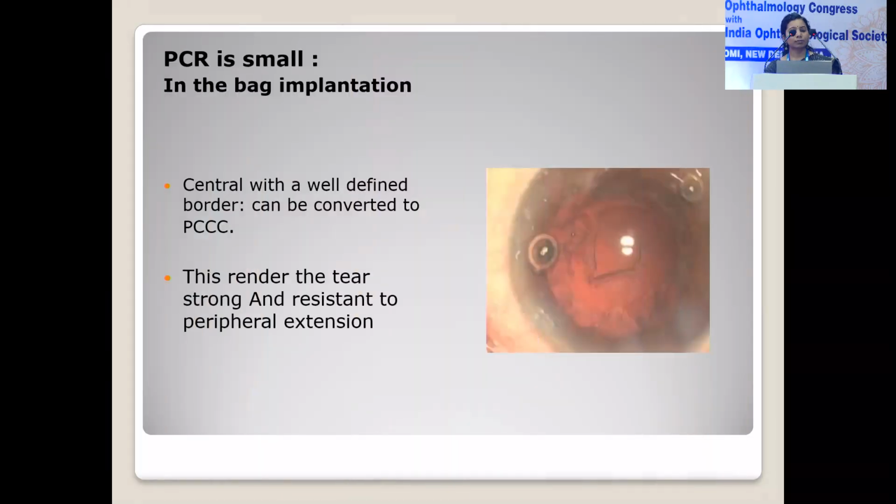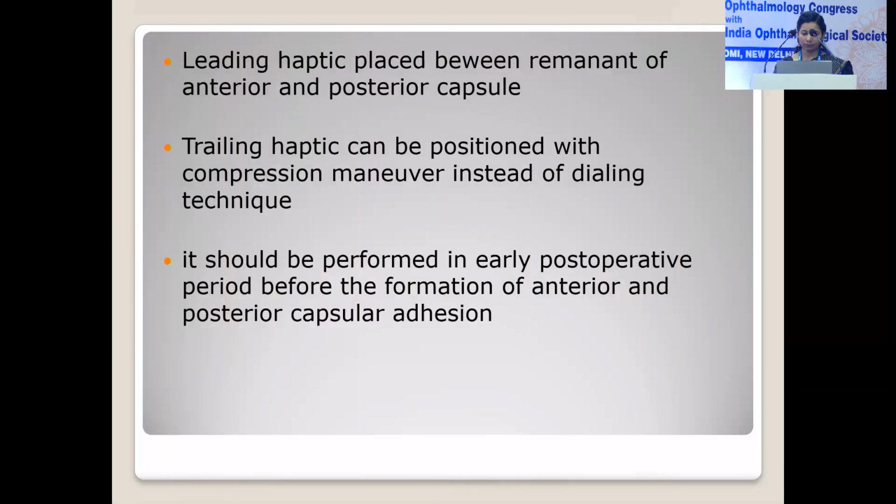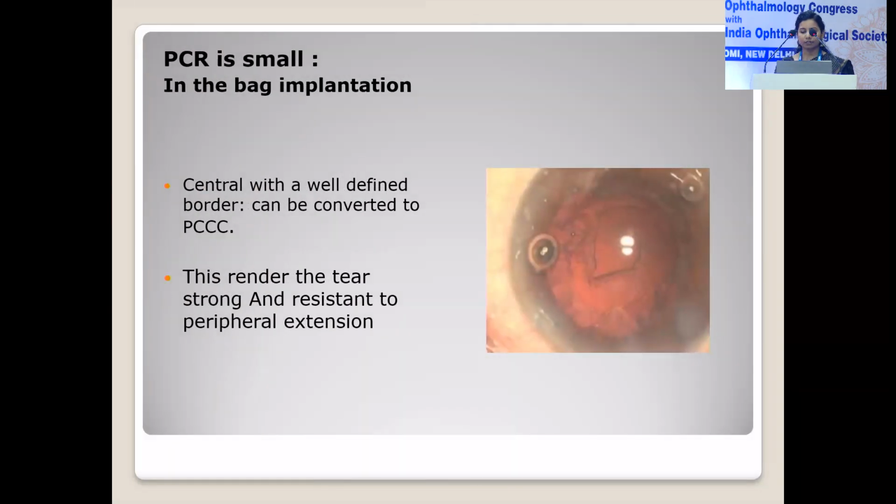If the posterior capsular rent is small, in-the-bag implantation is always the preferred option. If it is central with a well-defined border, try to convert it into a posterior capsulorhexis. That will make the tear strong and resistant to peripheral extension. Then the leading haptic is first placed between the remnant of the anterior and posterior capsule, and the trailing haptic is then placed with the help of a compression maneuver. One thing should be kept in mind: in-the-bag implantation should be performed in the early postoperative period, before the formation of anterior and posterior capsular adhesions.